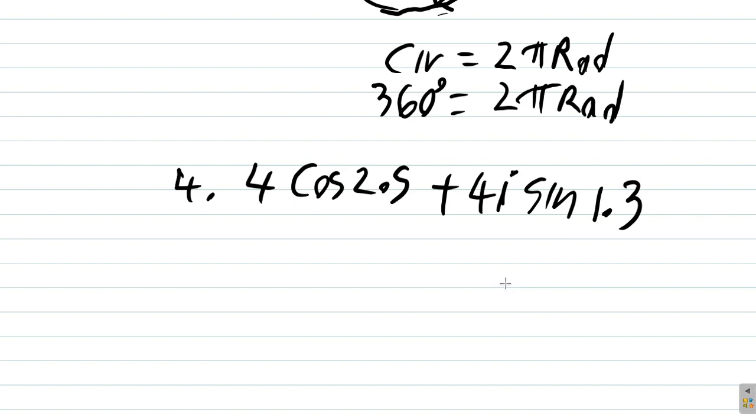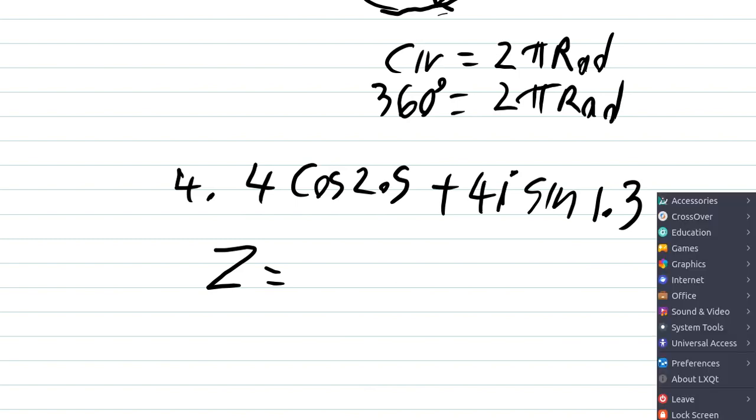Now, what we have here are in radians. So what is z? We're going to calculate z. This is going to be the real part plus the imaginary part. So let's see what 4 cos 2.5 is. Now the thing is, if you're not sure about your calculator, you could do a little test on the calculator before you proceed.